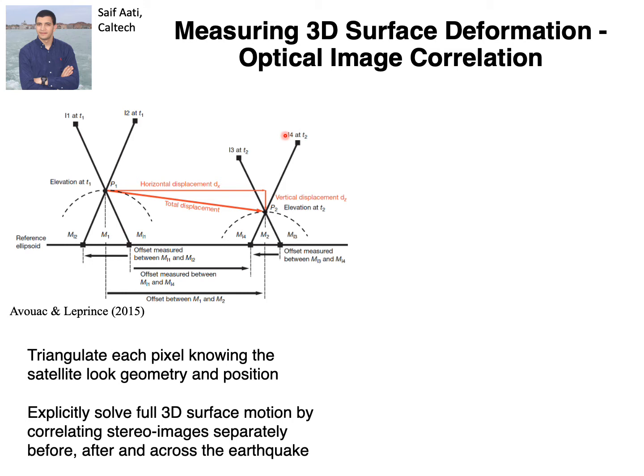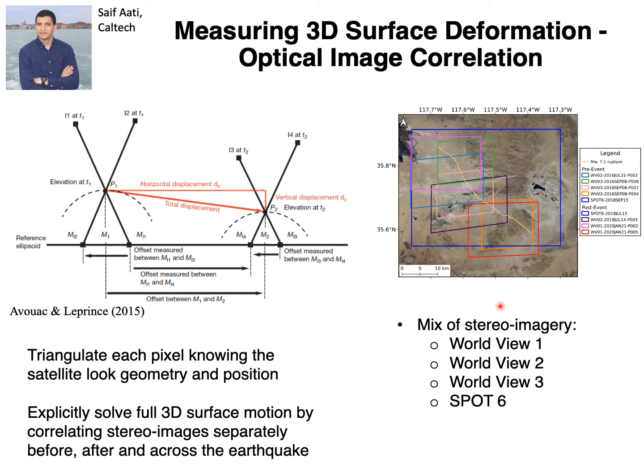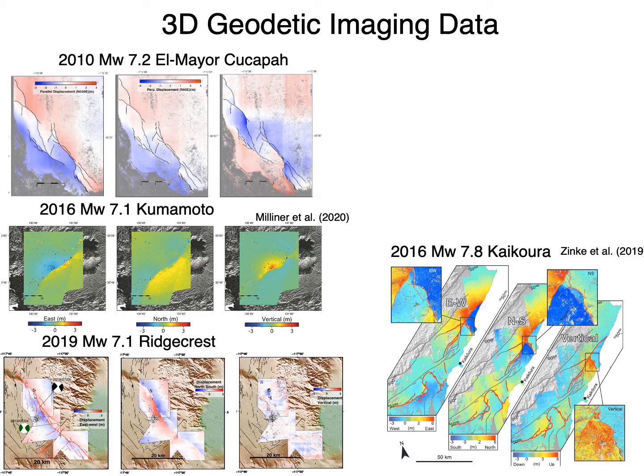And so with those 6 independent measurements of displacement, you can invert for the 3D co-seismic displacement and the motion due to the parallax effect, so you can estimate the elevation too. And so you're left with an overdetermined inverse problem. And so here we use a mix of different satellite sensors, ranging from WorldView 1, 2, and 3, and SPOT 6.